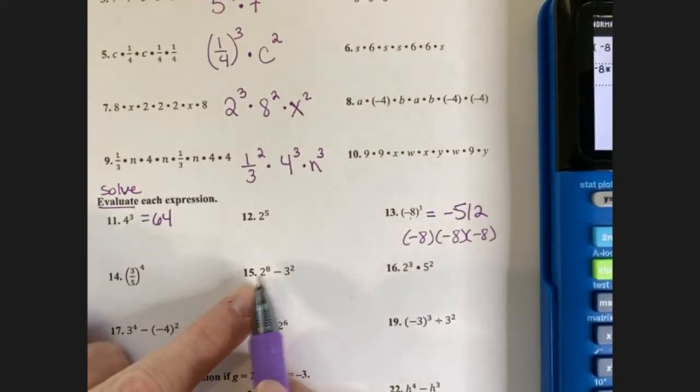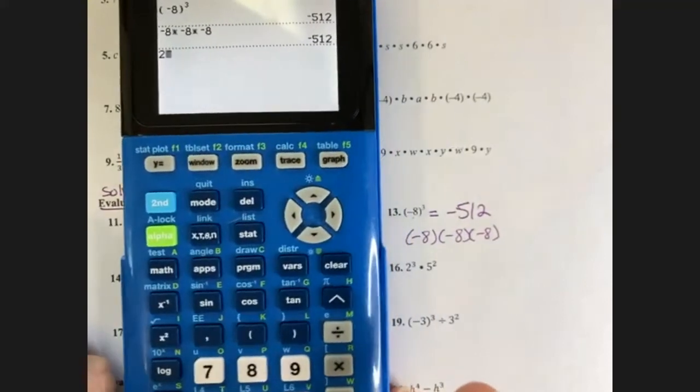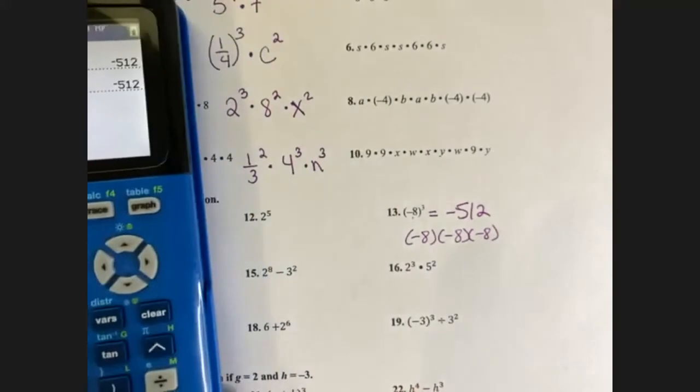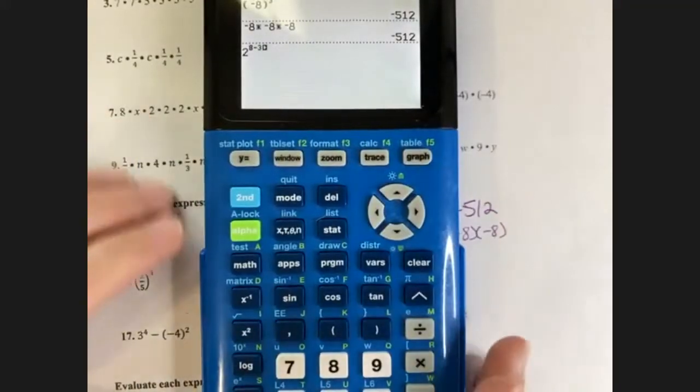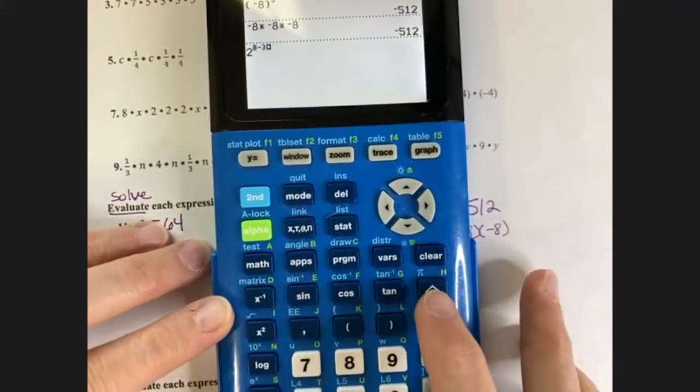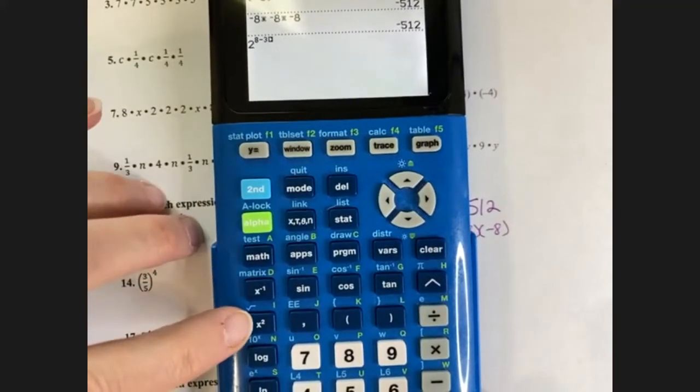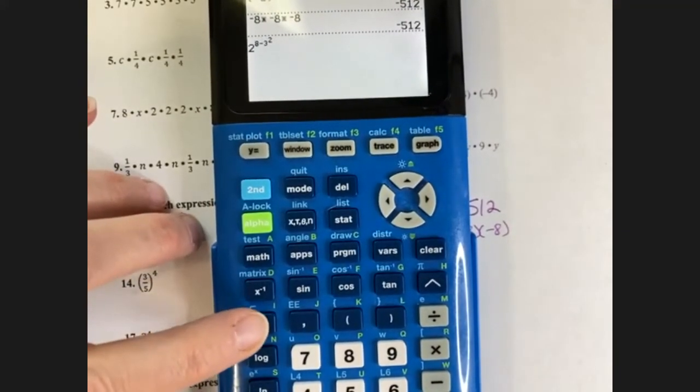On this one it says 2 to the 8th minus 3 squared. And this is just putting it in. So I type 2 raised to the 8th power, and then it's minus 3 squared. Now you can do the house top too, or with squaring, we do have this button here, and you can actually, oh, you know what?